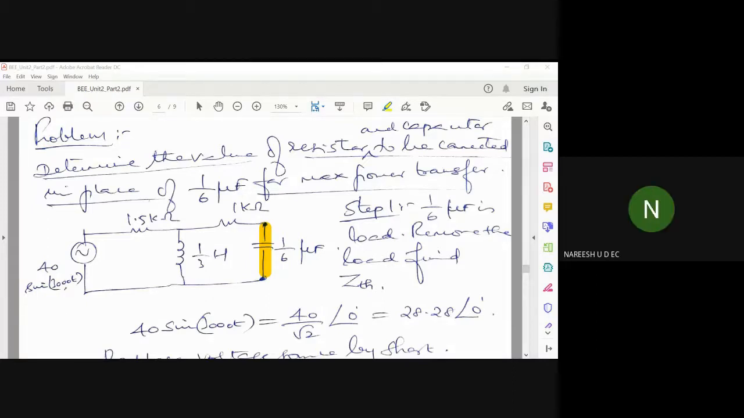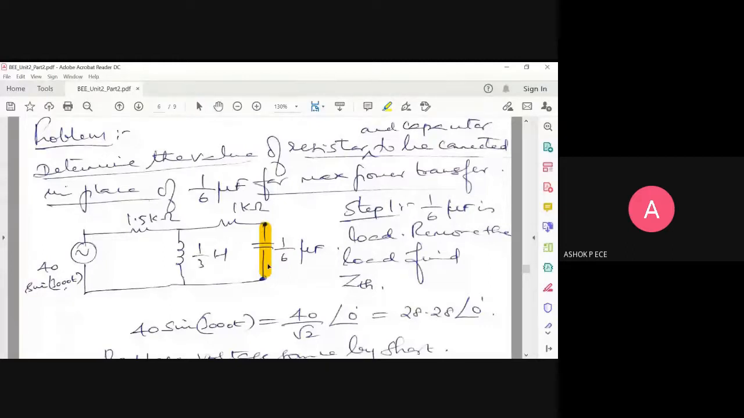Yes, sir. See, instead of directly asking for the maximum power, they are asking: if I remove this 1/6 microfarad component and replace it with some other load, what will be the maximum power? So you are going to find two things: the load, as well as the maximum power which is going to be transferred. So the 1/6 microfarad capacitor is your load, and we are going to find the Thevenin equivalent across it. As usual, we are going to follow the steps.